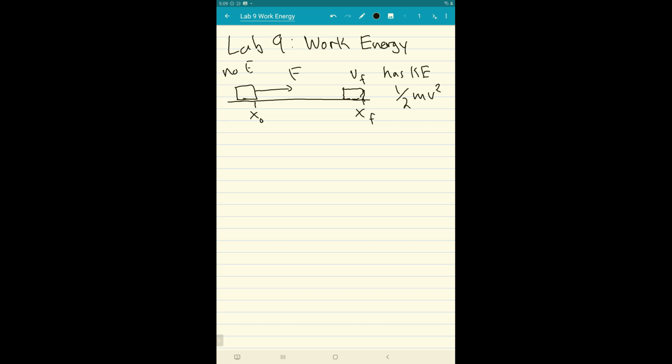The way that we represent this is that the work done is, to be completely rigorous, the force vector dotted with the distance vector. That really just means that you need to have the force and the distance in the same direction. If they're not in the same direction, then it doesn't actually count as work being done.